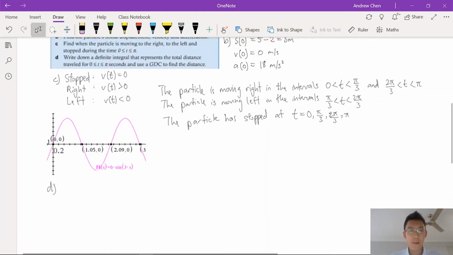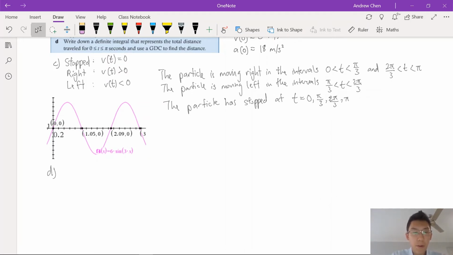Okay, and finally, let's have a look at D. Write down a definite integral that represents the total distance traveled between 0 and pi seconds, and use the GDC to find the distance. Okay, so remember when we're finding total distance, it's the integral of the absolute value of the velocity function. This is from last term.